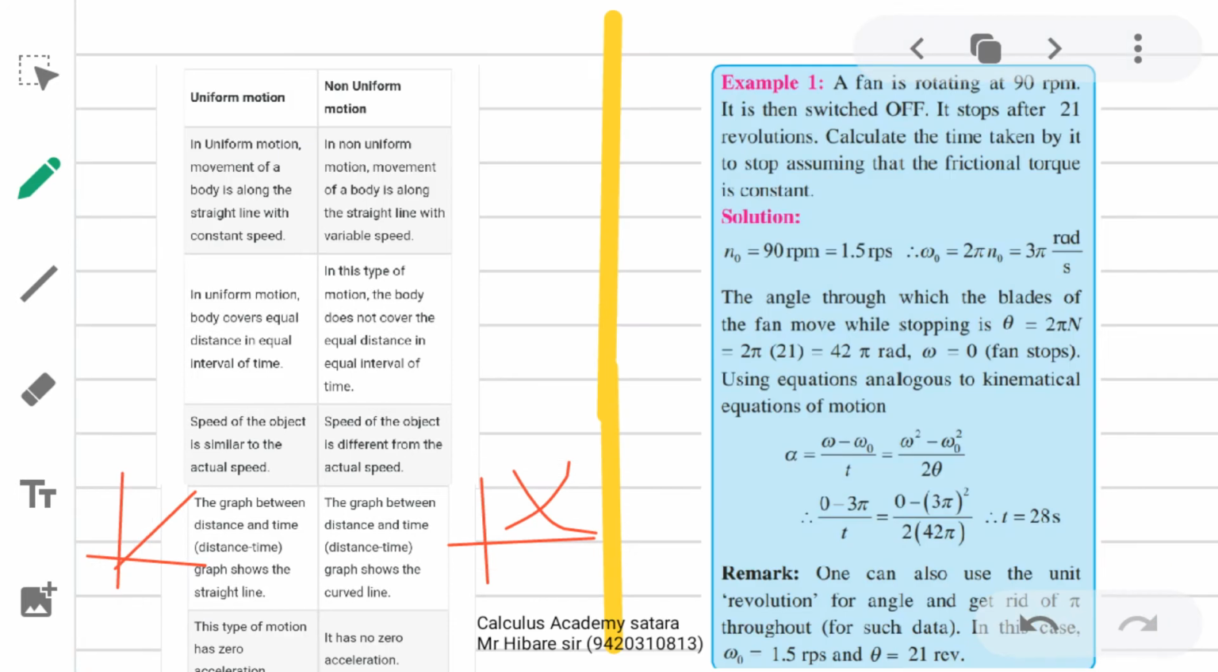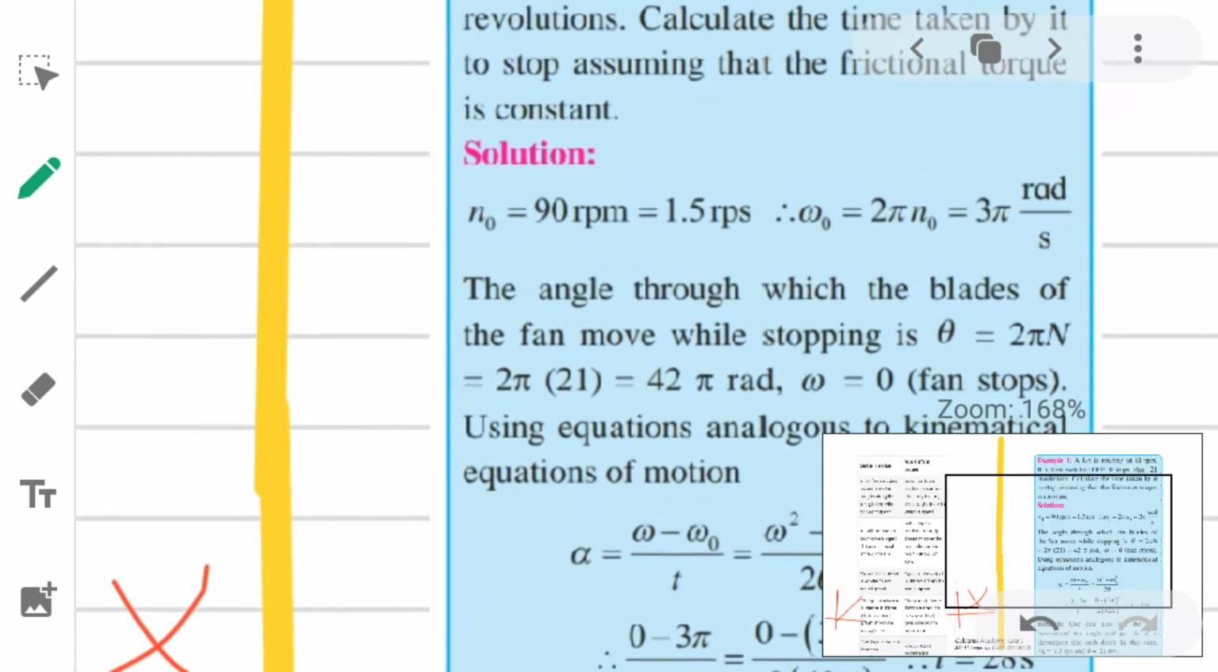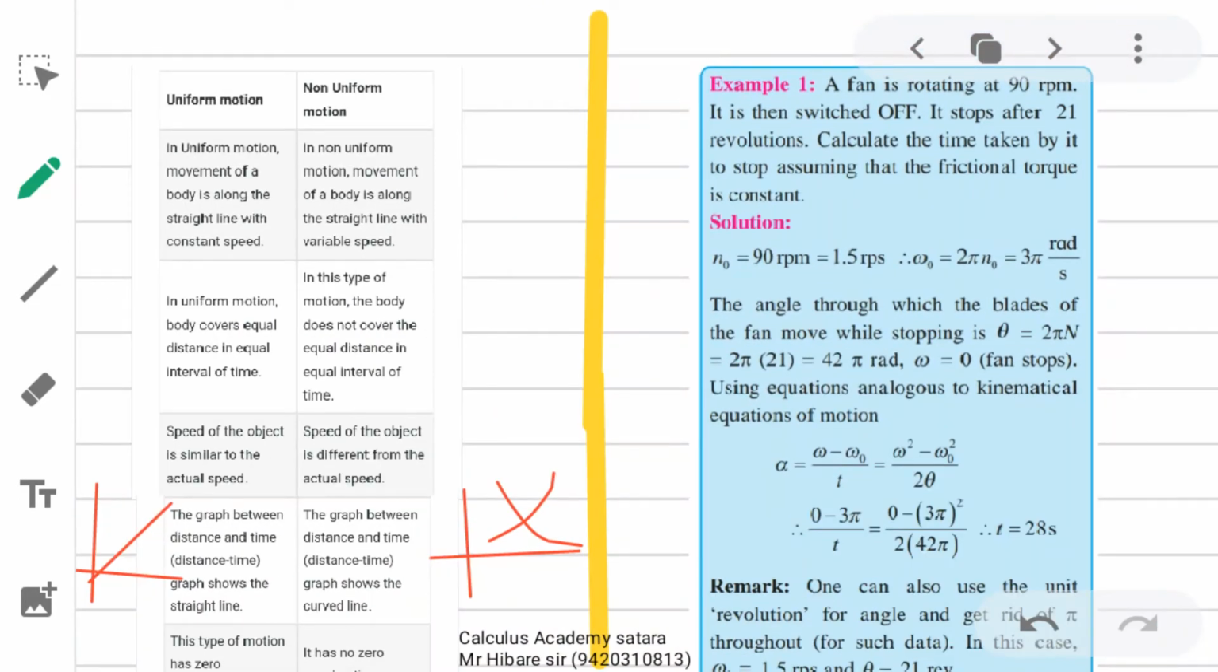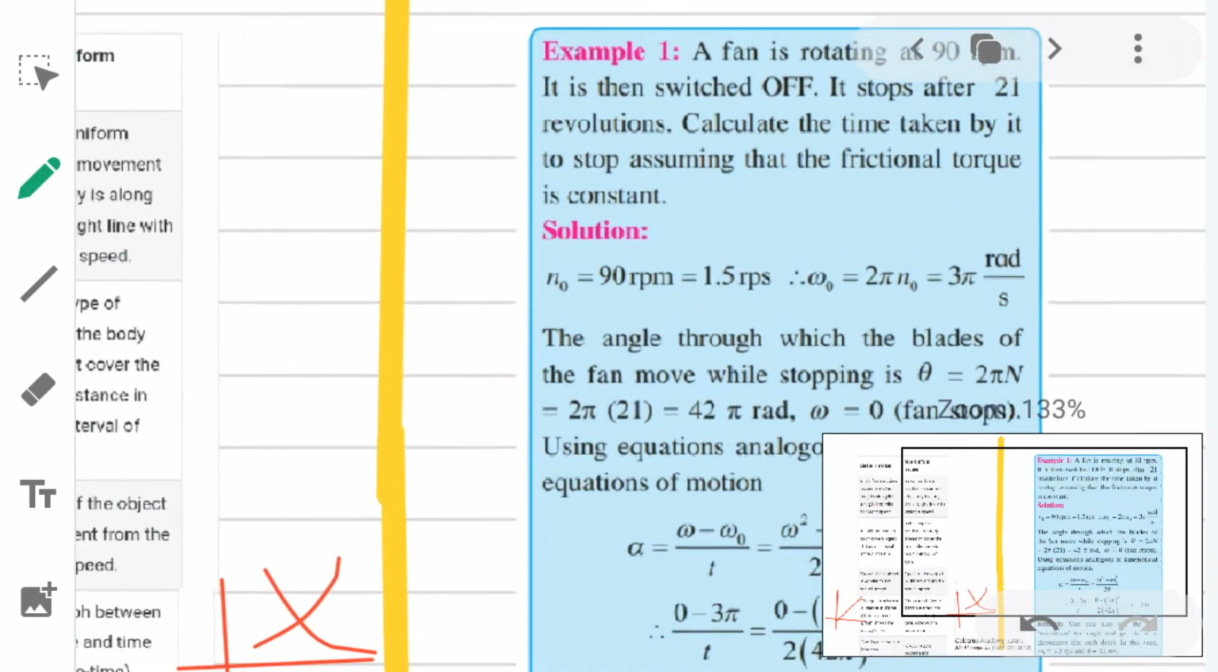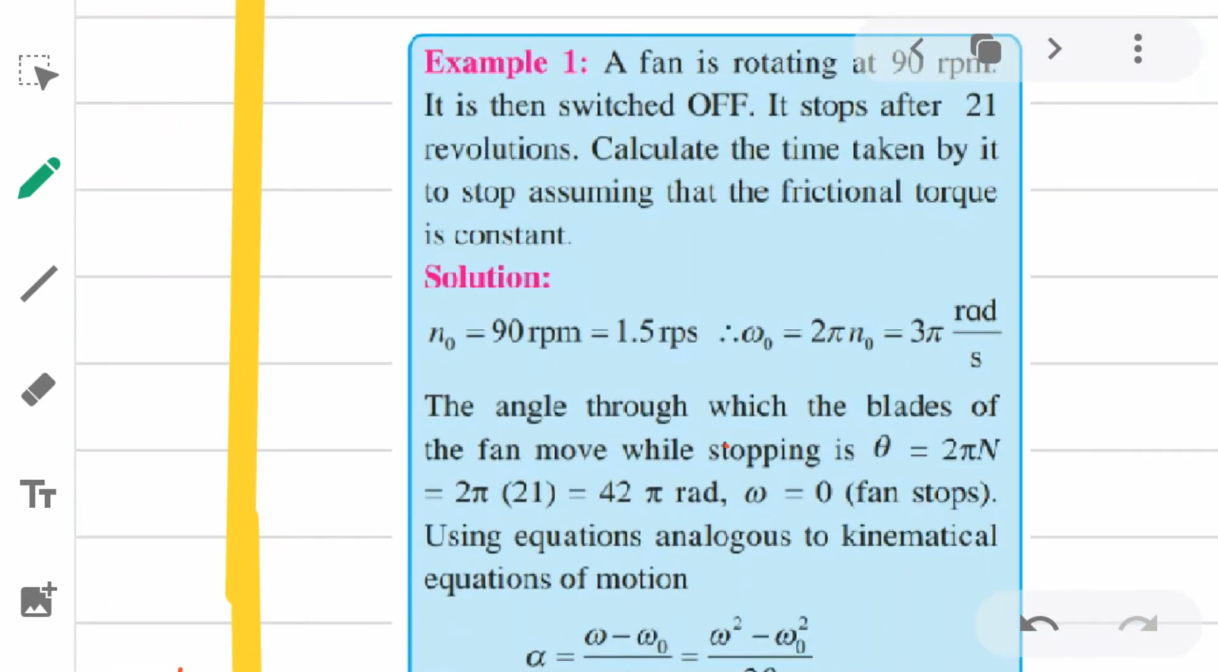Now see one solved example here. A fan is rotating at 90 rotations per minute. Suddenly it is switched off. After that, it stops after 21 revolutions.